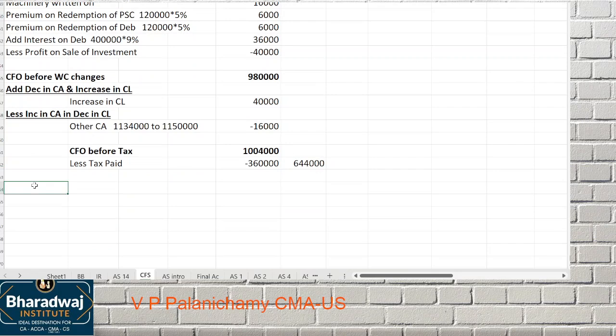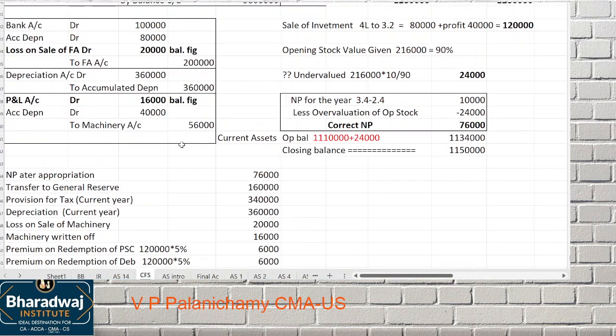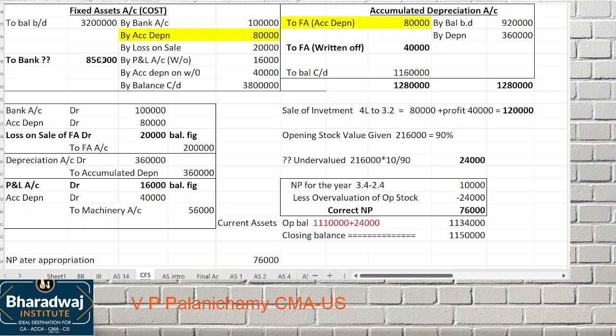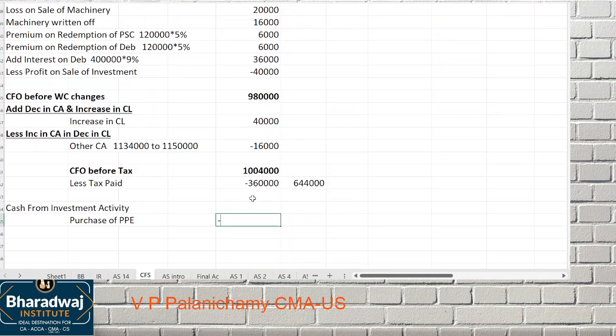Then which activity? Cash from which activity? Investment activity. What and all will come in investment activity? Purchase of fixed assets, purchase of plant, property, and equipment. How much we spent? We prepared ledger account and all. How much purchased? This 8,56,000 minus. Then sale of fixed assets. We done for 1 lakh.